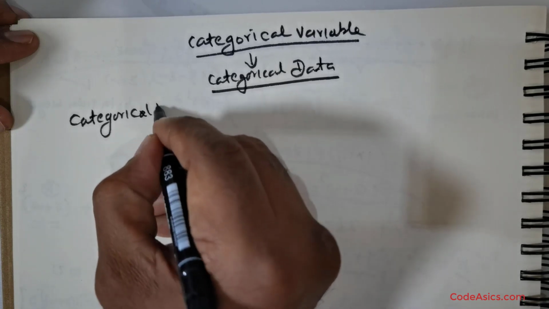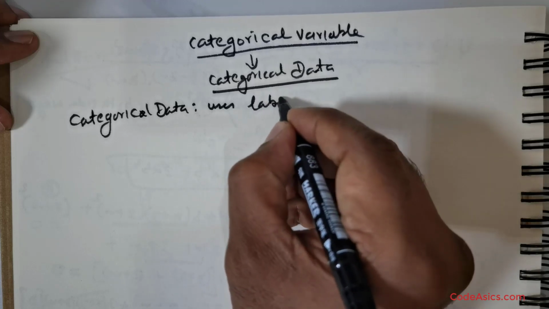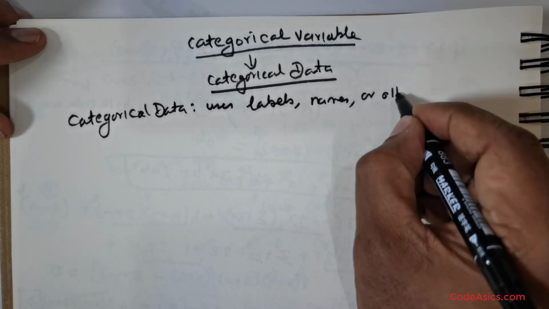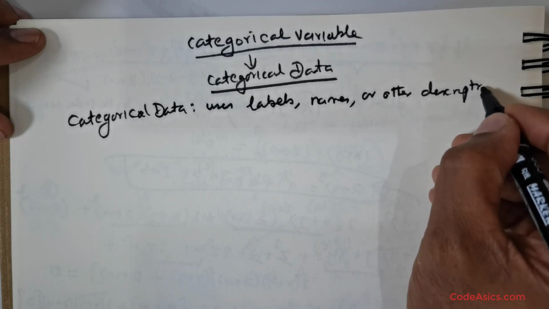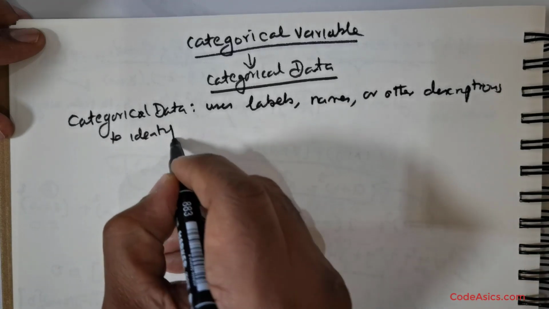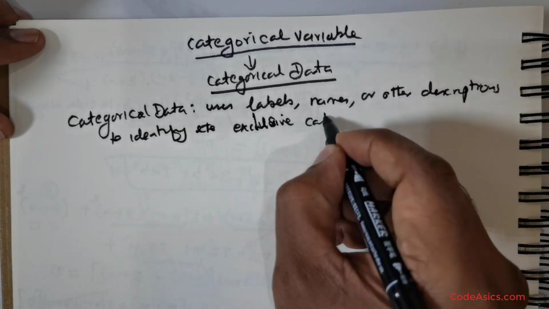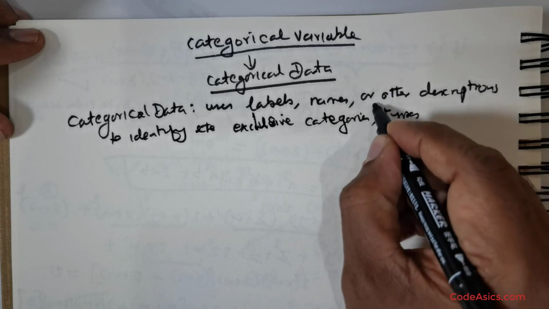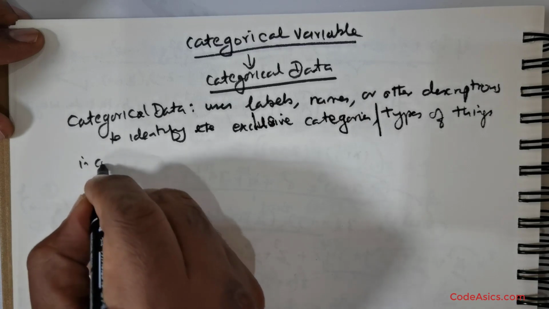So, the categorical data uses labels, names, or other descriptions, or I would say other descriptors to identify the exclusive categories, or we can state it as types of things in consideration.